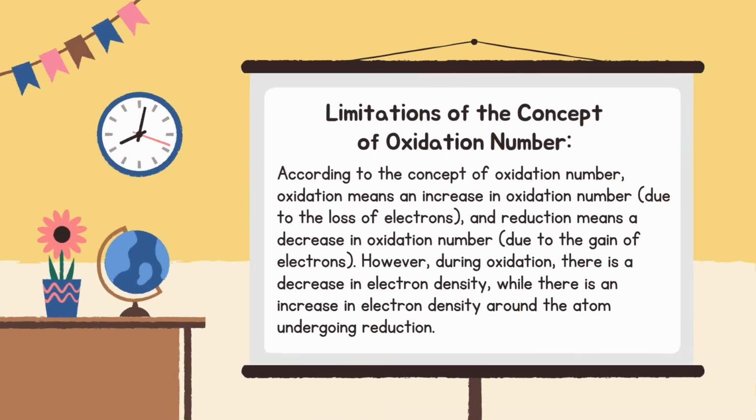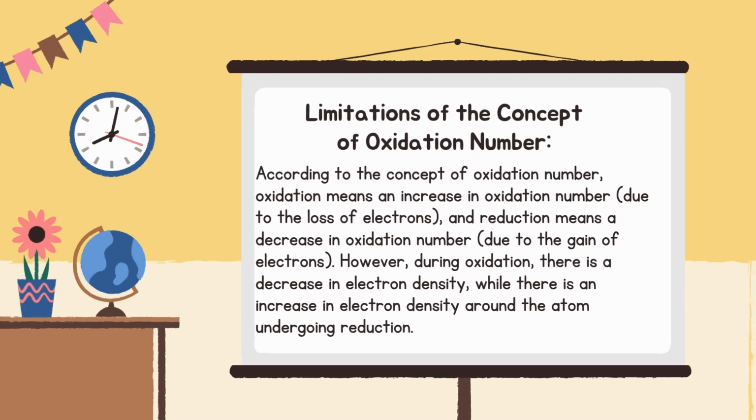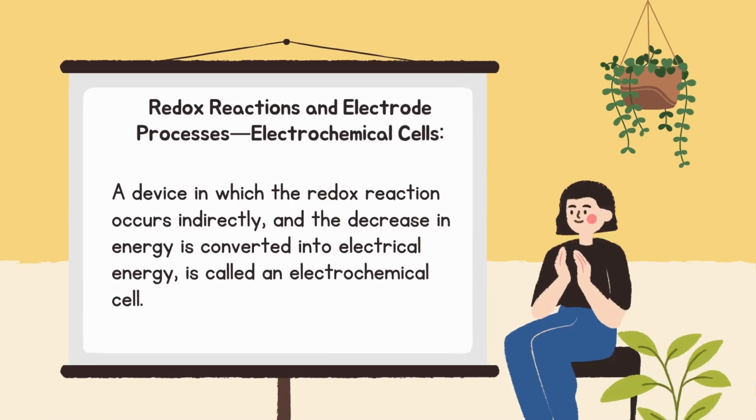Next, limitations of the concept of oxidation number. According to the concept of oxidation number, oxidation means an increase in oxidation number due to the loss of electrons, and reduction means a decrease in oxidation number due to the gain of electrons. However, during oxidation, there is a decrease in electron density, while there is an increase in electron density around the atom undergoing reduction. Next up is redox reactions and electrode processes.